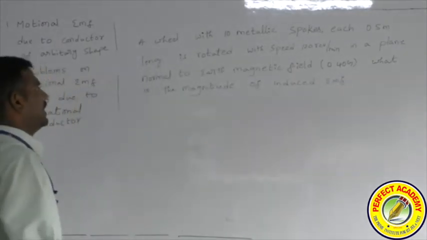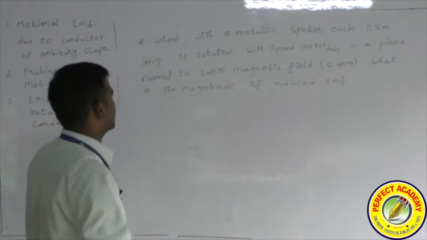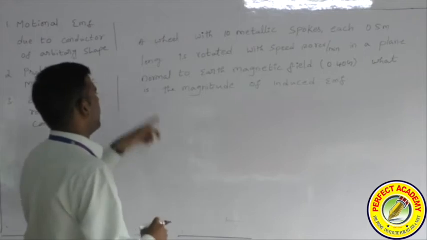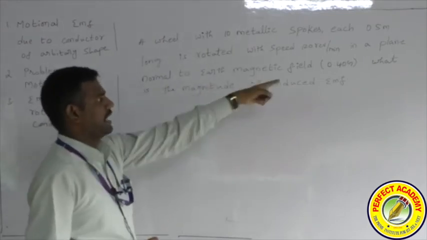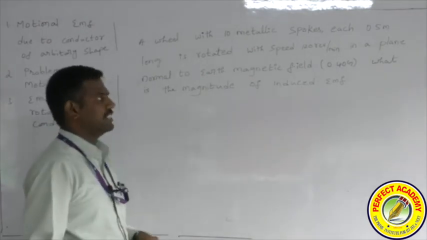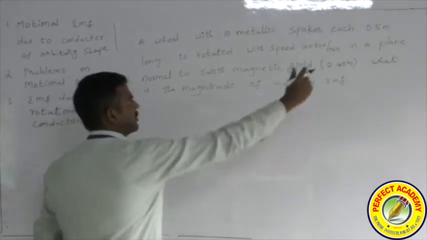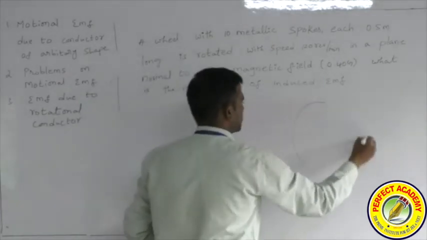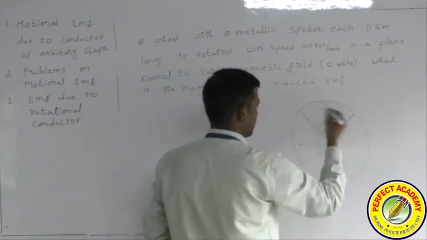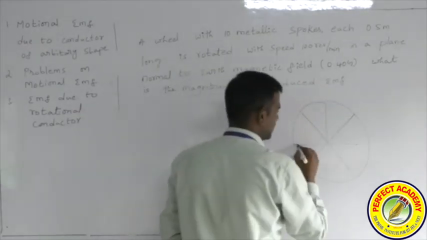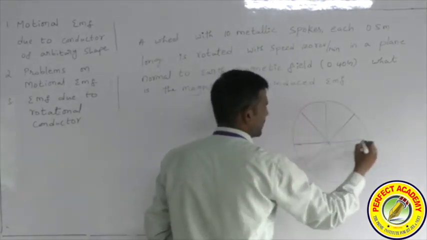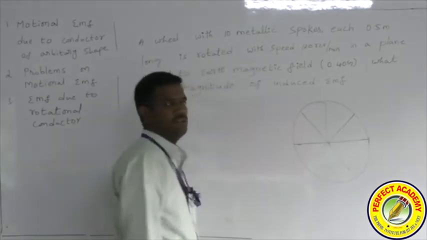A wheel with 10 metallic spokes, each 0.5 meters long, is rotated with a speed of 120 revolutions per minute in a plane normal to Earth's magnetic field. They have given the magnitude also, 0.40 Gauss. What is the magnitude of induced EMF that we have to find out? Let us try to visualize the problem first. It is a wheel with 10 metal spokes like this. We don't know the exact number, but we will assume here we have 10 metal spokes.